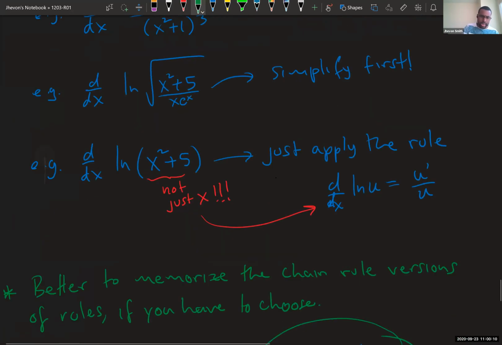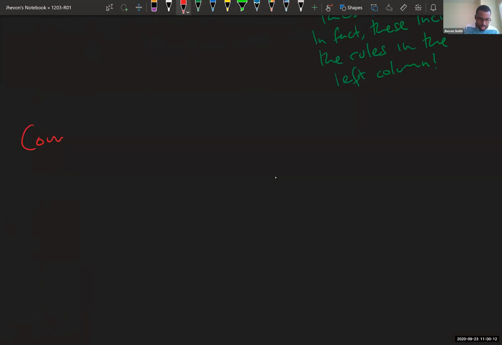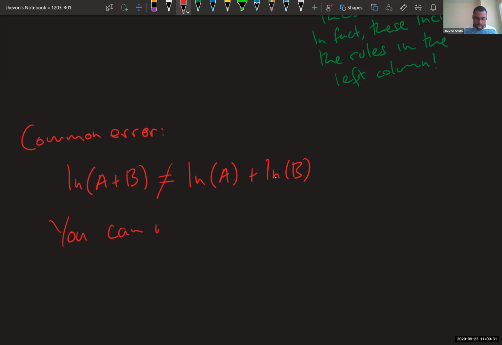Another common error that I should point out: ln of a plus b is not ln of a plus ln of b. You cannot distribute a log across a sum. You can, but we didn't learn how to do it. It will actually take an infinite number of terms to do this. So just assume for the sake of argument that you cannot.